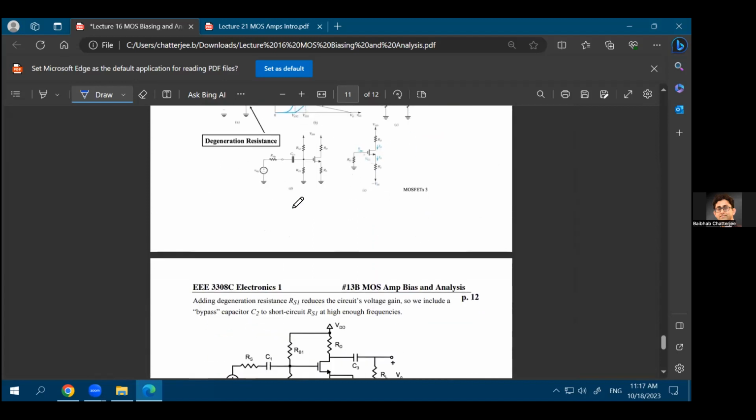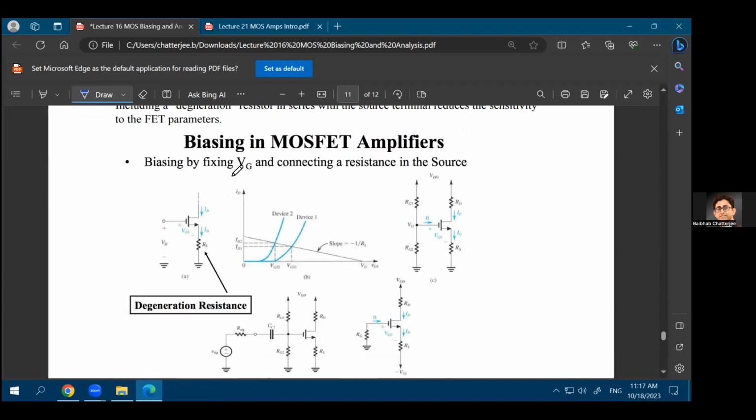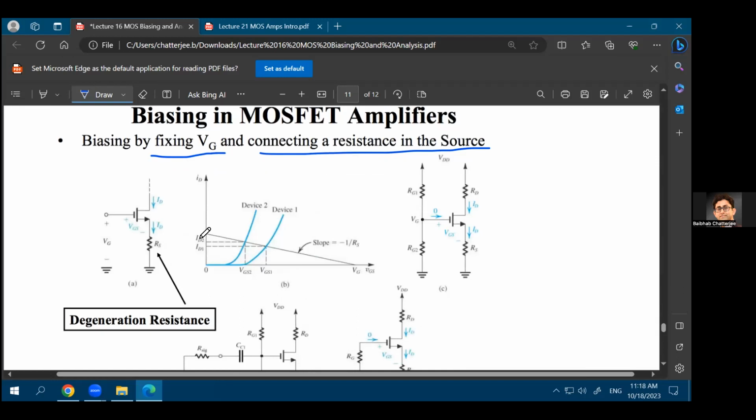You can also bias the transistor by fixing the VG and then connecting a resistance at the source. So this is called degenerating the source of the transistor. Why is it called degenerating? We'll see later that as you apply a degeneration resistance, the gain of the system will reduce. That's why it's called a degeneration resistance. It degenerates the gain. We'll see that later, but now we are going to see how that helps in your biasing.